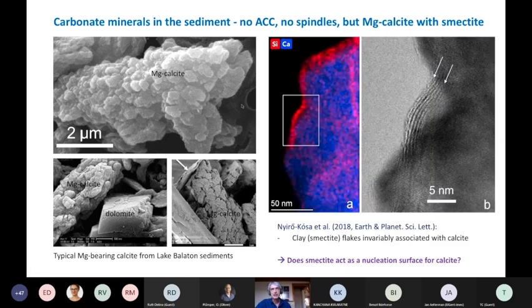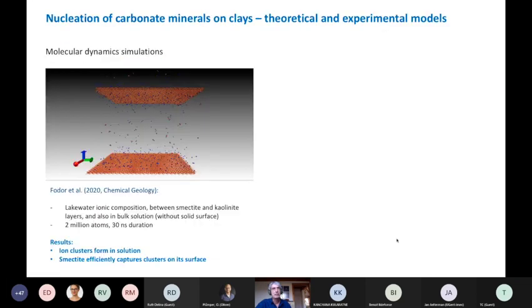And what is interesting is that, again, if you look at this at high magnification, this is the calcite, the blue part, and you see the red, the silicon distribution on the surface and also inside. And when you look at high resolution, you see just 5 layers of this smectite clay mineral. So from this, we had to ask the question, whether the smectite acts as a nucleation surface for calcite. And to understand what's happening, we did 2 things.